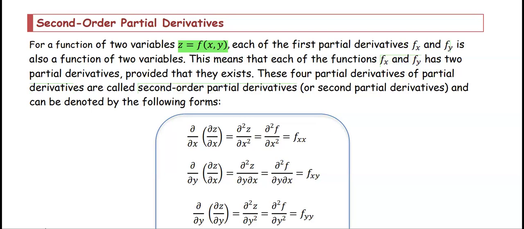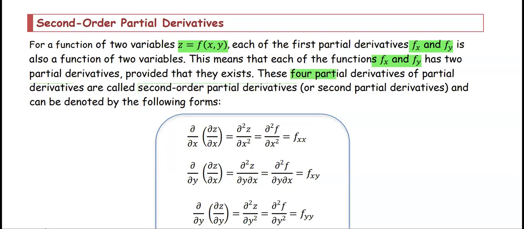Second order partial derivatives. For a function of two variables z as a function of x and y, the first partial derivatives with respect to x and with respect to y are also functions of two variables. This means that each of the functions, partial of f with respect to x and partial of f with respect to y, has two partial derivatives, provided that they exist. Each derivative is formed by the limit of the difference quotient.